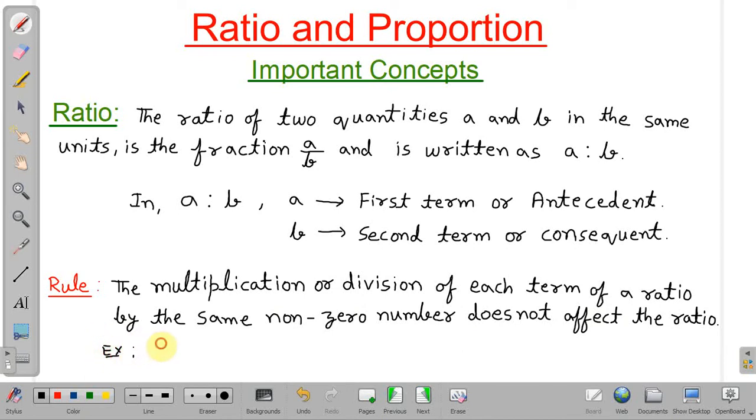Suppose a ratio is given as 4 is to 5. If we multiply numerator and denominator, or antecedent and consequent, by 2, then it will become 8 ratio 10. Similarly, if we multiply 4 ratio 5, both numerator and denominator, or antecedent and consequent, by 3, we will get the ratio 12 is to 15, and these are all the same in terms of ratio.